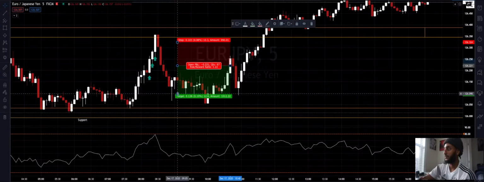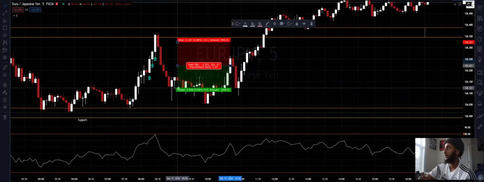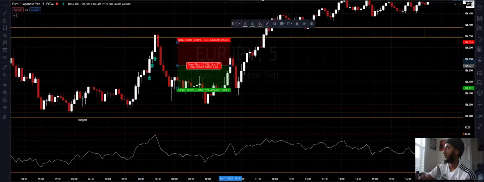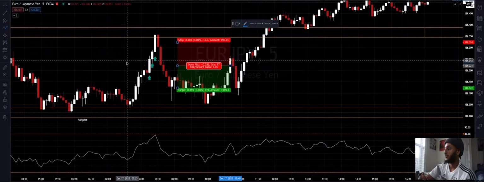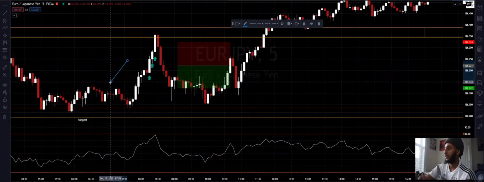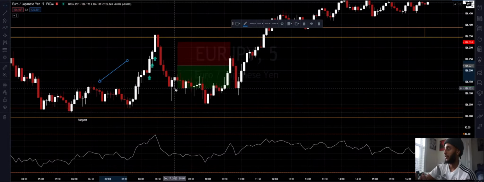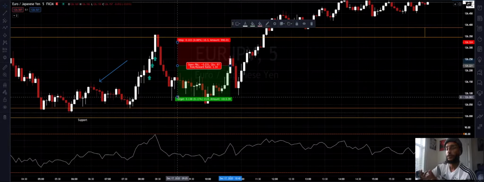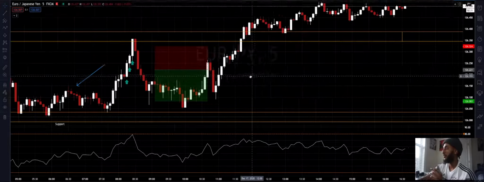So if your take profit was testing these areas right here, then you would have been in the win right here. It would have hit your profit and you would have been out. I'm just trying to keep things simple.